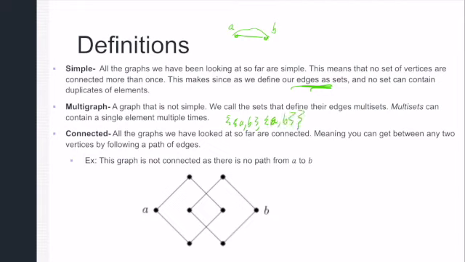A graph is connected, and so far all the graphs we've been looking at are connected. And that means you can go between any 2 points following a path of edges. So these graphs are not connected because there's no way for me to get from A to B. Now I can't change directions, as tempting as that is. You can't do that. You have to follow the path.